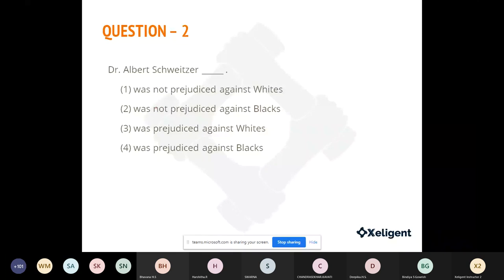We have already discussed types of questions which you can get in RC, that is factual, inference, find out the main idea, title of the passage, tone of the author. Along with that, you can also get vocabulary, find out the synonym of the word or antonym of the given word. Now, question number two, Dr. Albert Schweitzer blank.